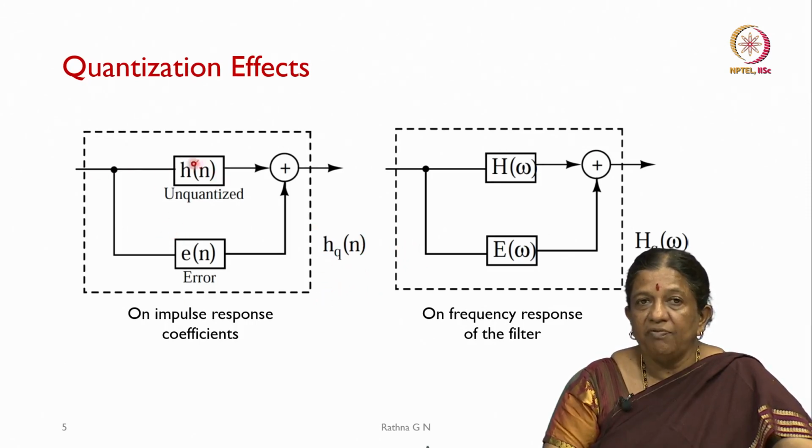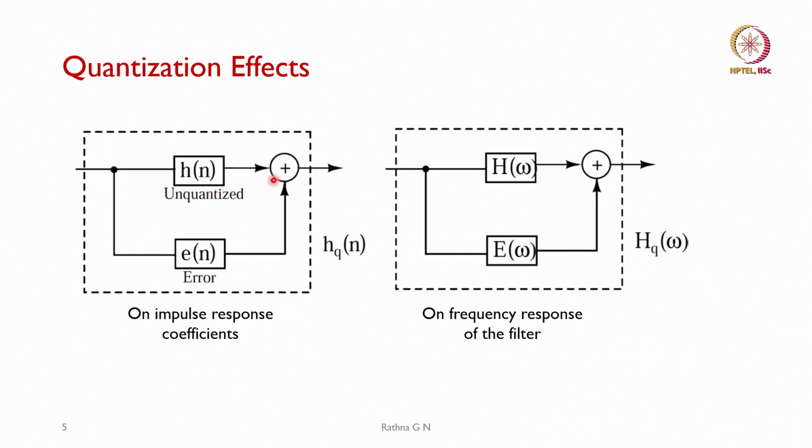Whatever we have as h of n, if it is unquantized then the output is going to be normal. If there is an error added to that, the output will be my impulse response coefficients. In terms of the frequency domain, we know that h of n is represented as H of omega and our error function is represented as E of omega. So, the output will be quantized, basically HQ of omega, the response of the filter.